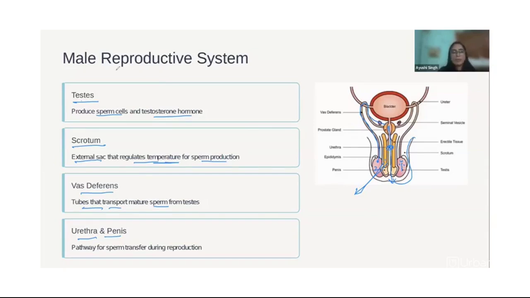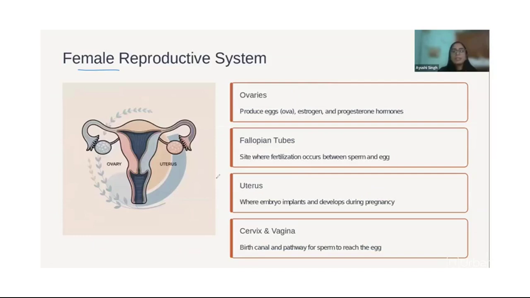Now, coming to the female reproductive system. This will look much simpler than the last one. Here, this is the uterus, and these are a pair of ovaries. The ovaries produce eggs and estrogen and progesterone hormones. These control the menstrual cycle and everything else, the ovulation period.